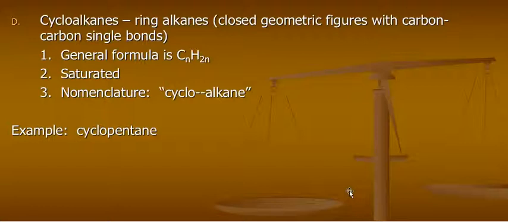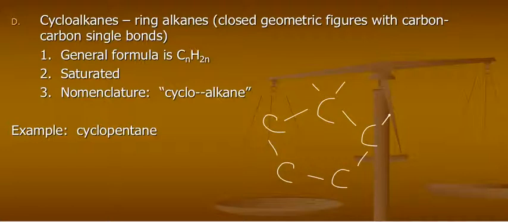Cycloalkanes are rings. They have the general formula CnH2n. They are saturated. Nomenclature is cycloalkane. We're going to put the prefix in the middle. For example, cyclopentane, you see the cyclo. It's a ring structure. Pent means 5. And so we've got a 5-carbon ring structure. And since carbon always forms 4 bonds, each carbon has 2 hydrogen attached to it.